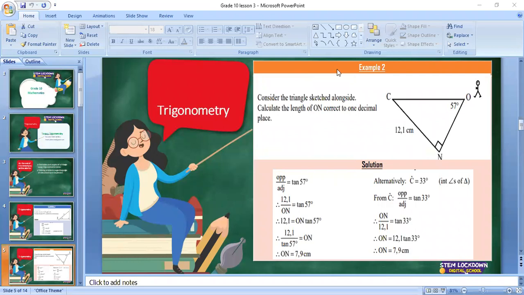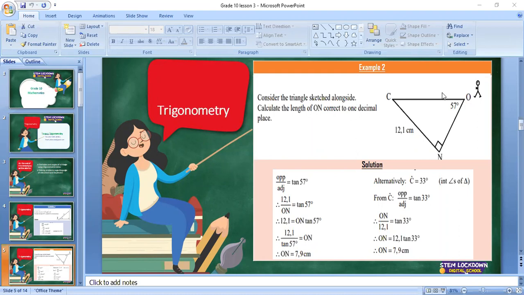Why tan? Tan, because we are given the opposite. And here is the adjacent, and this side is the hypotenuse. The first thing to do is to understand which two sides you are given and which two sides you are dealing with.